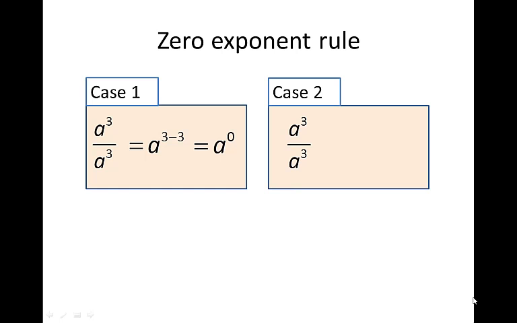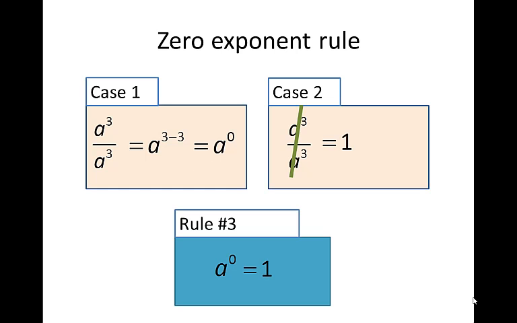Well, what else do we know about a to the 3rd over a to the 3rd? Right. We can cancel out both of these, right? Anything divided by itself is 1. So, therefore, a to the 0 equals 1. This is just some motivation for why this works. And this is our third rule, a to the 0 equals 1. This is really anything to the 0 equals 1, except for 0. And we're not going to talk about that.